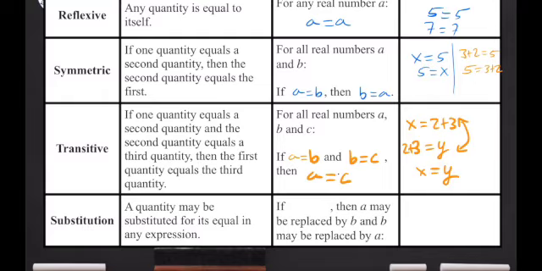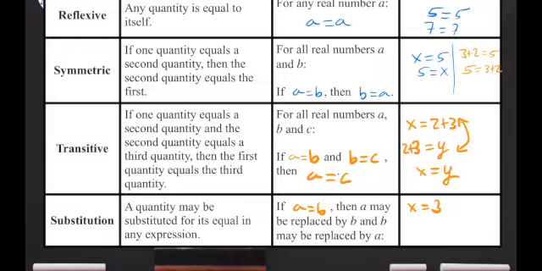Substitution. We've already used this property in our other video. We've taken a value and replaced it with another value. A quantity may be substituted for its equal in any expression. If we know that A equals B, then A may replace the value of B and B may replace the value of A.